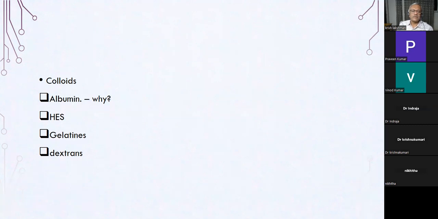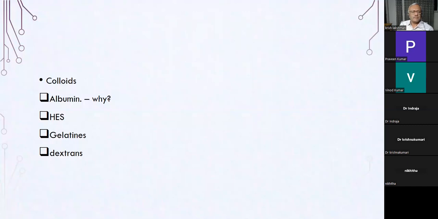Go on, Nikitha. Disadvantages of albumin are... If you don't know, say you don't know. I'm not exactly sure, sir. Not sure. Sri Ramalu, do you know the disadvantages of albumin? Hello.